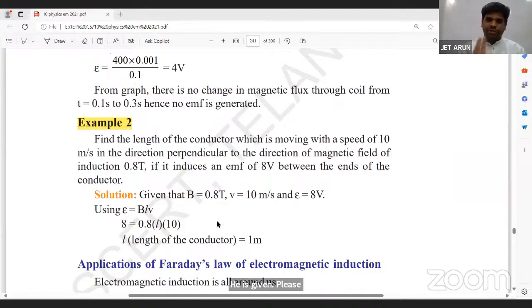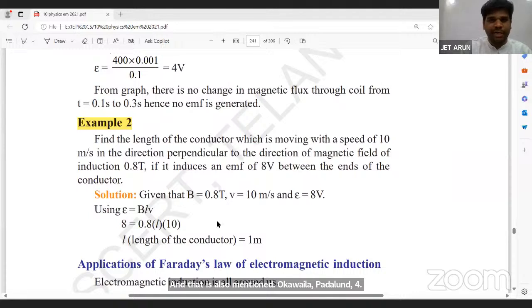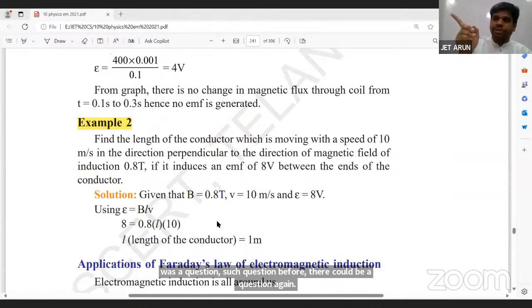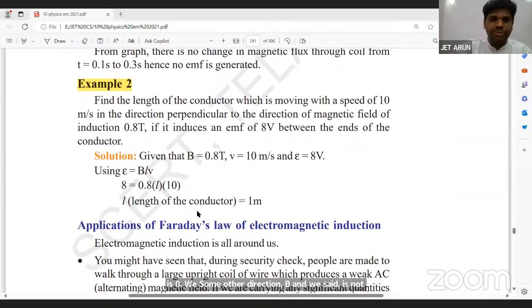L is not given. But when can you apply this formula? When it is perpendicular to the direction of the field, and that is also mentioned. If it is parallel, the force is 0. Note, that could be the question. There was such a question before, there could be a question again. Parallel to the direction of the field, force is 0. Perpendicular to the field, BLV. Some other direction, BLV sin theta, but not required. All right, so when you plug in the values, you'll get L is equal to 1 meter.